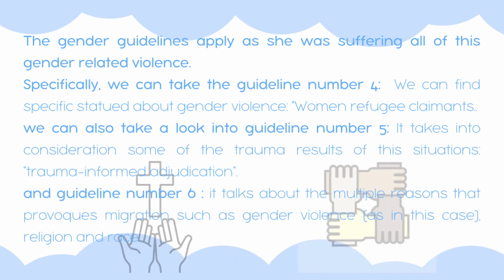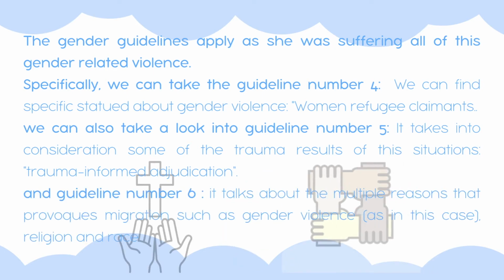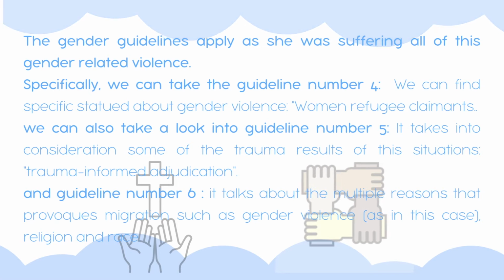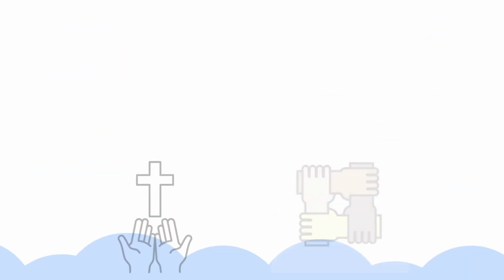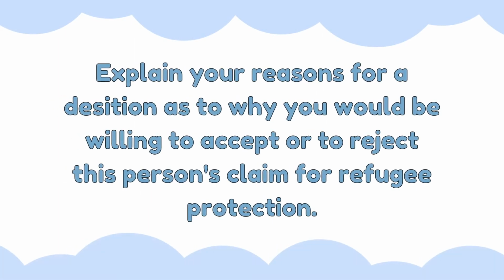including guideline number 6, which talks about the multiple factors that affect the person, such as gender, the intersectional analysis approach. And finally, guideline number 7, which talks about credibility in the facts that the victim exposed, assessments of credibility.